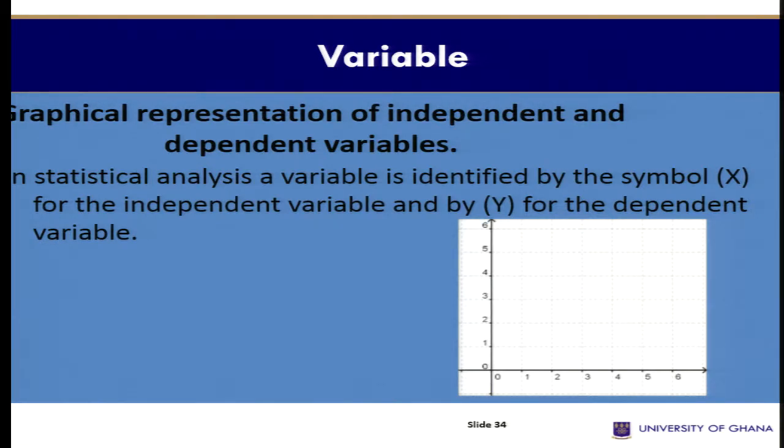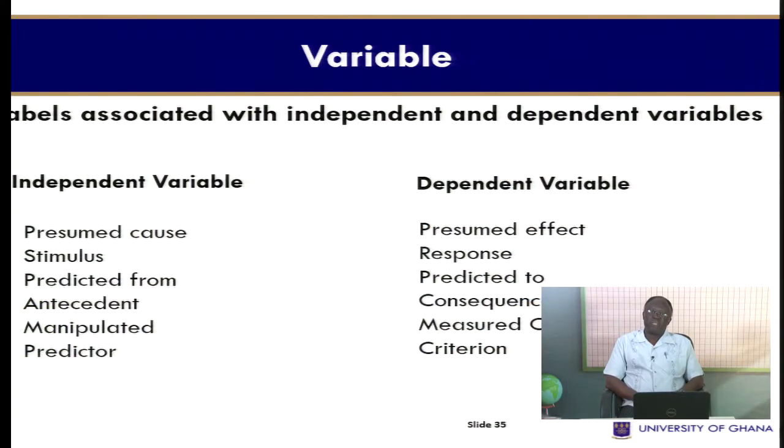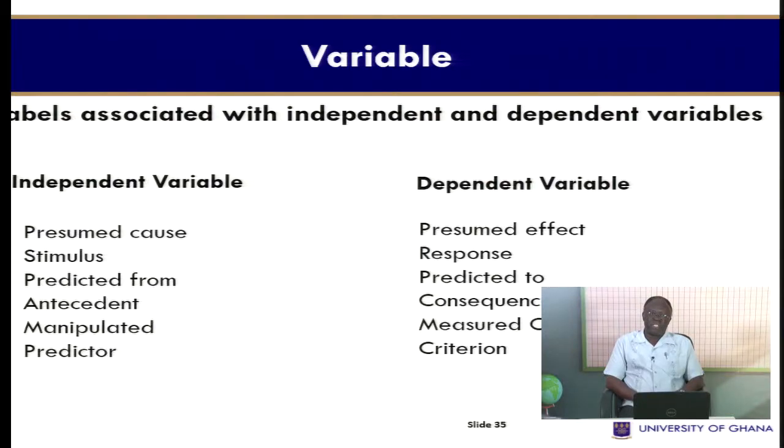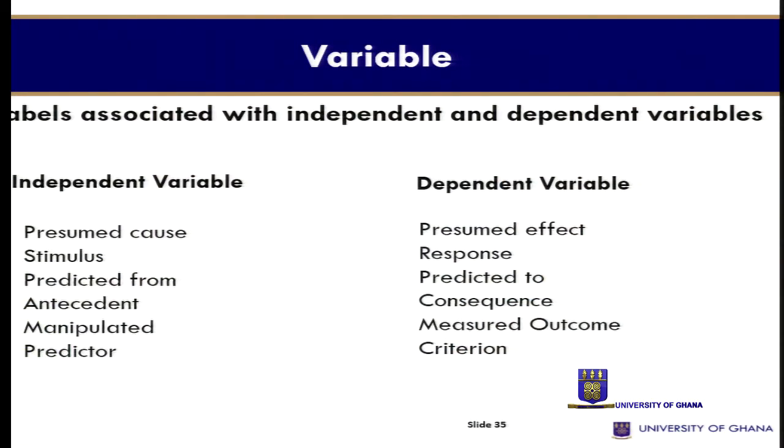Now, in any graphical representation of independent and dependent variables, or in any statistical analysis, a variable is identified by the symbol X for the independent variable and the symbol Y for the dependent variable. Now let us look at some labels associated with the dependent and independent variables. The independent variable is also known as the presumed cause or the stimulus. We also call it predicted from, antecedent, manipulated, or a predictor. Because, as we have said, you need to manipulate the independent variable to see its effect on the dependent variable. So the dependent variable also has other names, which are presumed effect, response, predicted to, consequence, measured outcome, or criterion.